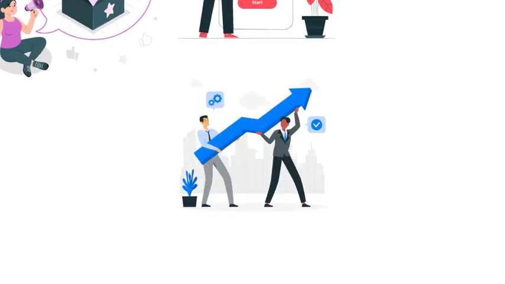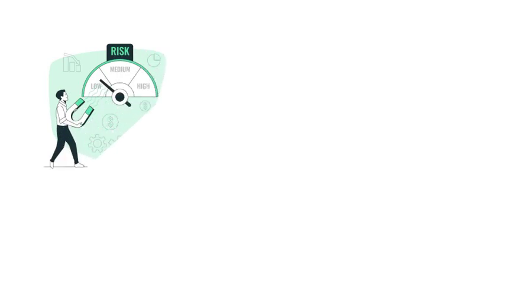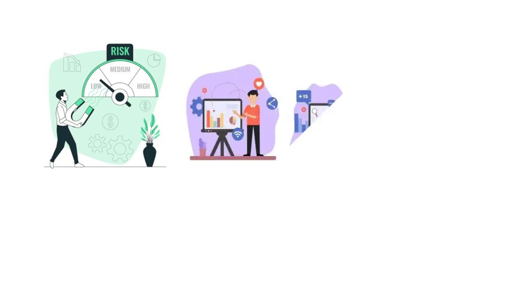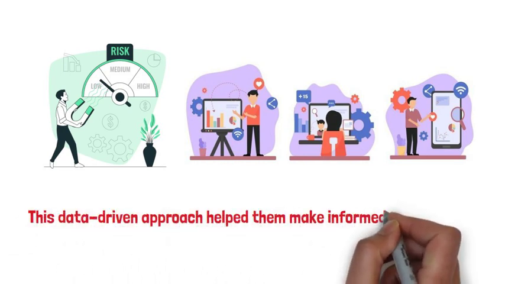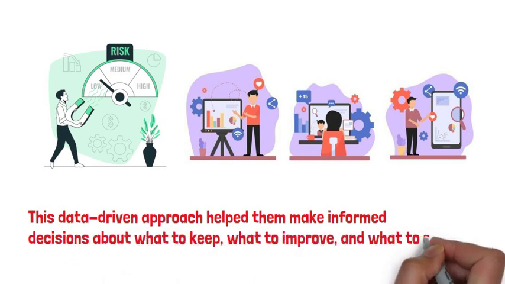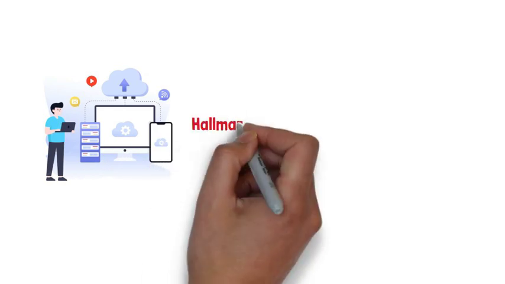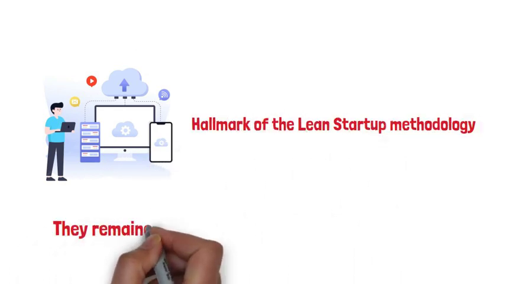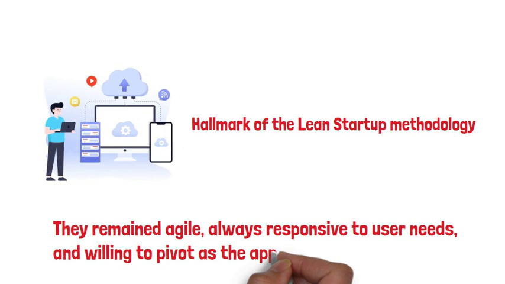The app's incremental approach involved releasing small batches of features to see how users responded. This approach minimized the risks associated with larger updates and allowed them to course correct if needed. The team frequently deployed changes to the app and used split testing to compare different variations of features and user experiences. This data-driven approach helped them make informed decisions about what to keep, what to improve, and what to remove. The ability to adapt quickly to changes in the market and user preferences is a hallmark of the lean startup methodology. They remained agile, always responsive to user needs, and willing to pivot as the app evolved.